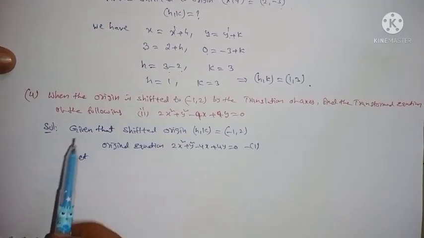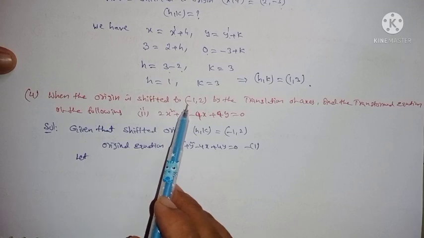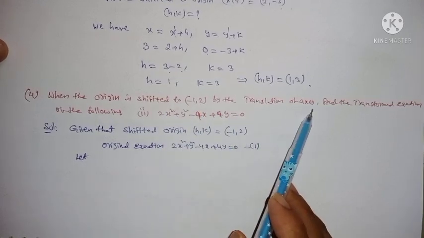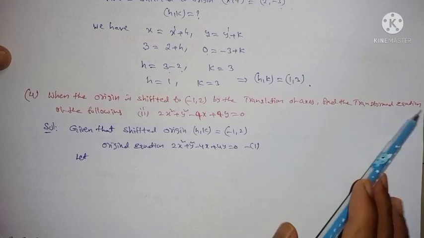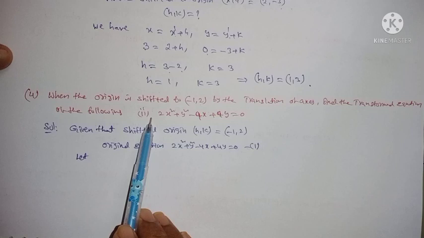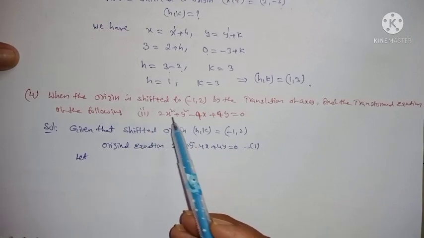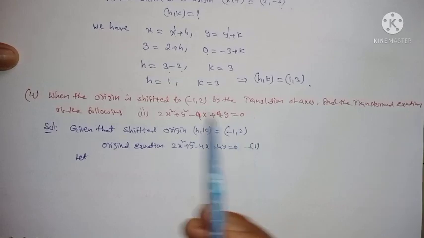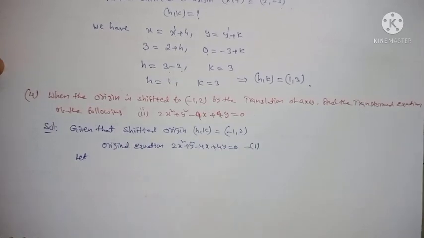Next question, the fourth one. When the origin is shifted to (-1, 2) by the translation of the axis, find the transformation of the equation as the following. We have two equations, but I am explaining the second one: 2x² + y² - 4x + 4y = 0. The first one, x² + y² + 2x - 4y + 1 = 0, is the homework.